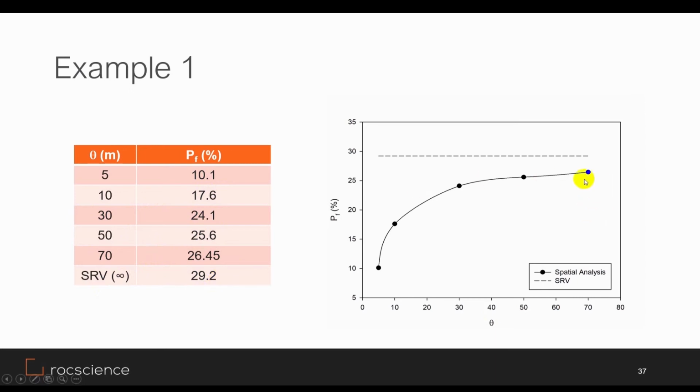And as you can see in this figure as well, as the spatial correlation length increases, the probability of failure also increases. The dashed line is for the case that there is no spatial variability, and you can see for smaller values of the spatial correlation length, this single random variable approach is too conservative compared to the case that we have a spatial variability.